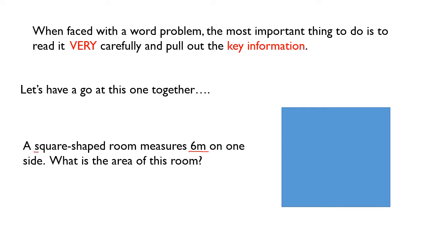and square-shaped room. So one thing we know about squares is that all the sides are the same length. So if the room measures 6 meters on one side, so let's say the length of the room is 6 meters, then the width of the room will also be 6 meters. So to work out the area of the room, we will do 6 multiplied by 6, which we know 6 times 6 equals 36. So the area of this room is 36 meters squared.